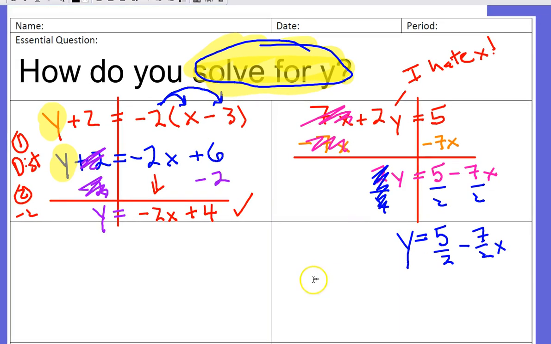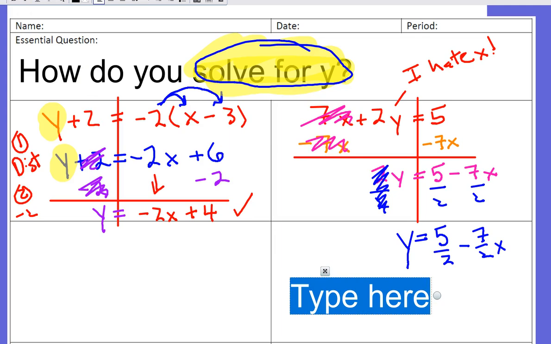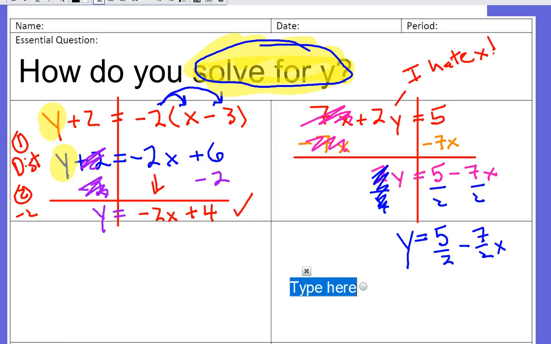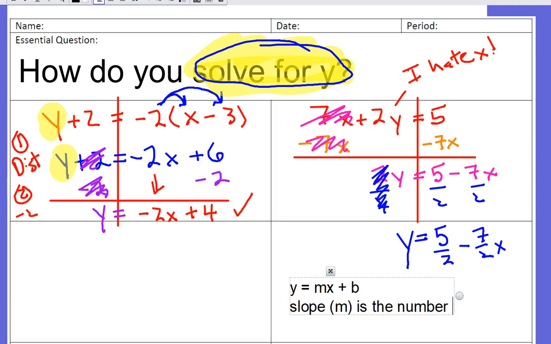And then let's write out a reminder where to look for the slope, because you're going to need to know that to do this assignment. Slope is, where is it in the equation? So y equals mx plus b is the equation. Slope m is the number in front of x.